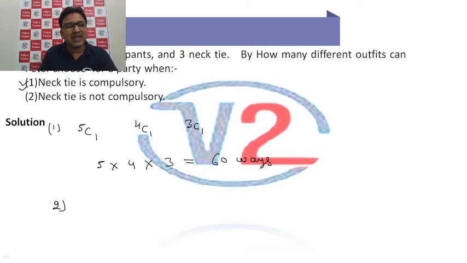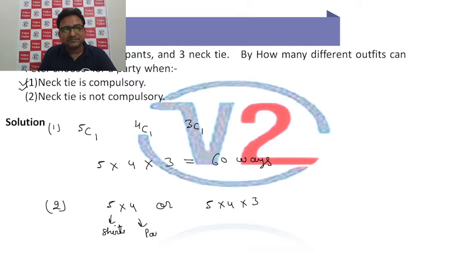Now we go for the second one. Necktie is not compulsory. If the necktie is not compulsory, then we can choose from the 5 shirts and 4 pants, or we can go for 5 into 4 into 3. Here are shirts, here are pants. Now 5 into 4 gives 20 ways without the necktie, or with the necktie 60 ways. So the total number of ways is 80.